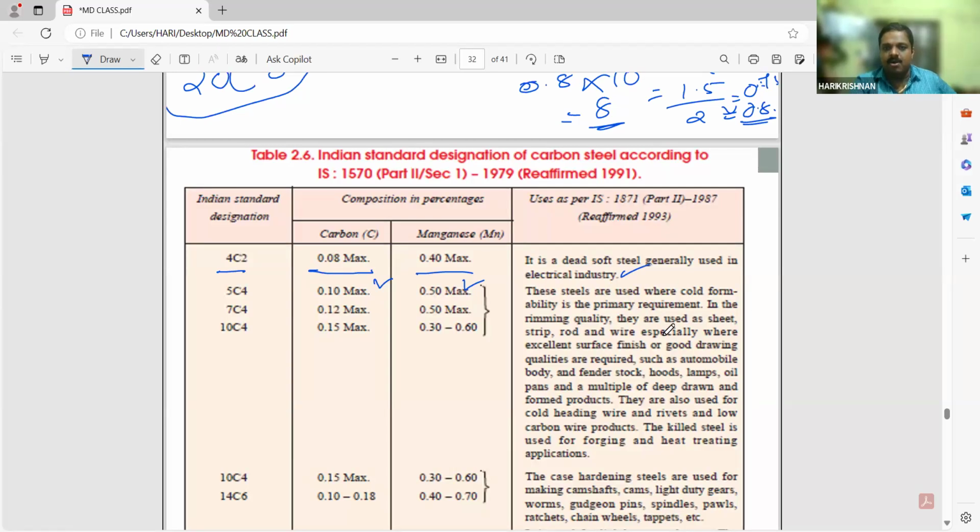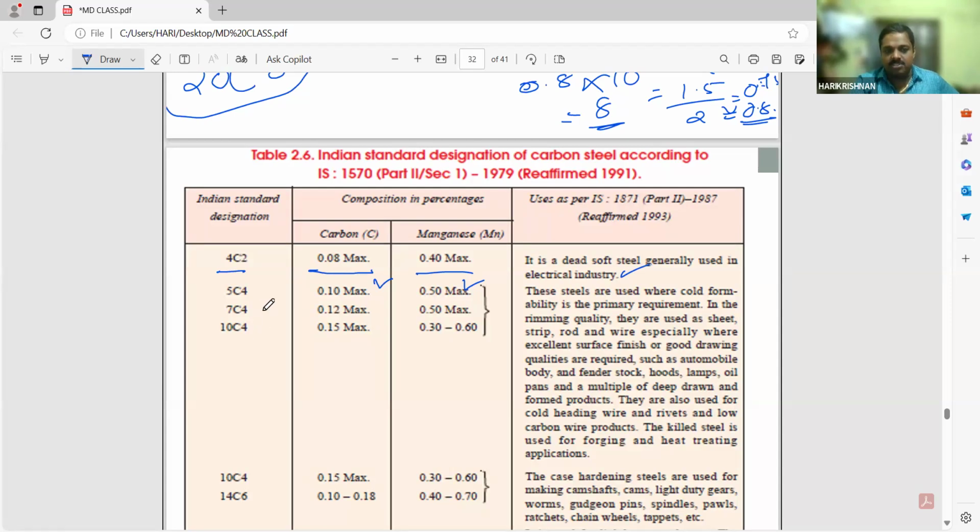In this rimming quality, they are used as sheet, strip, rod, wire, especially where excellent surface finish and good drawing qualities are required, such as automobile body, fender stock, hoods, lamps, oil pans, and multiple deep drawn and formed products. They are also used for cold heading wires, rivets, low carbon wire products. Okay, these are used for wire products only.